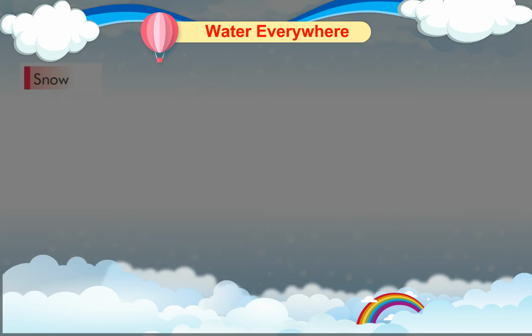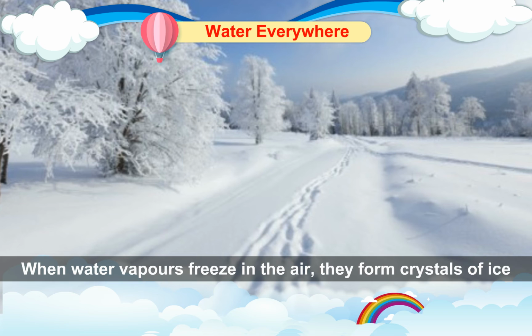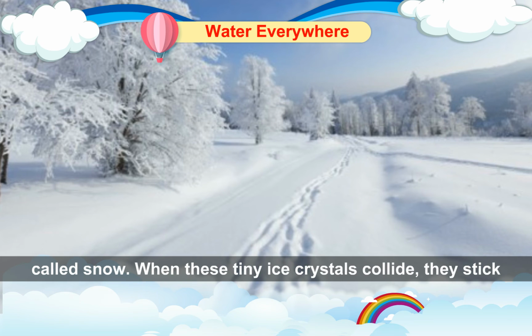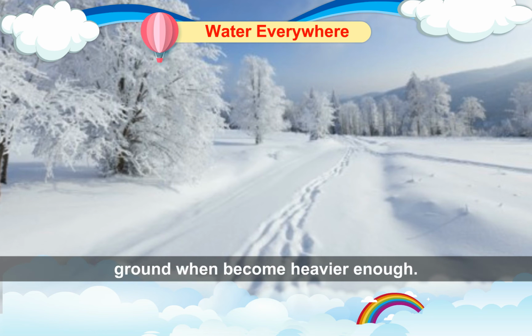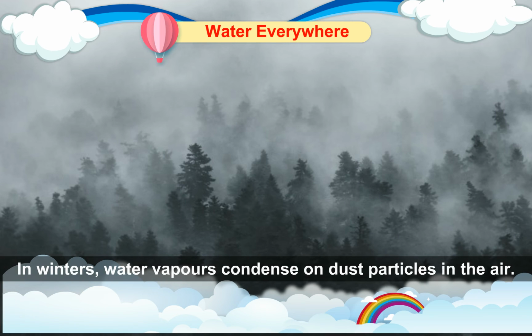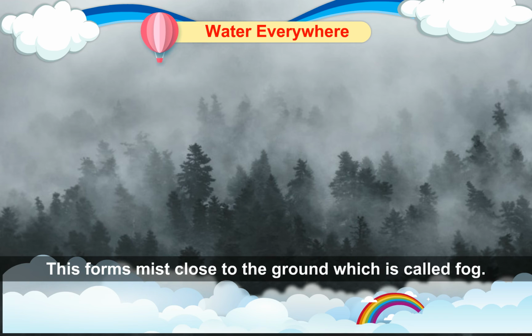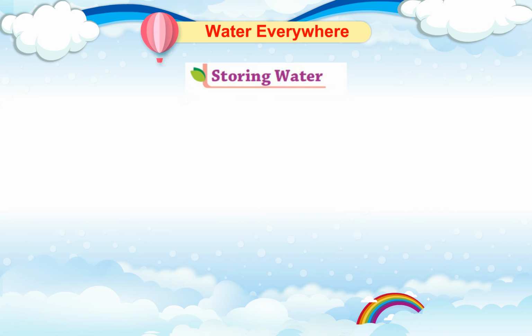Snow. When water vapors freeze in the air, they form crystals of ice called snow. When these tiny ice crystals collide, they stick together in clouds to become snowflakes and fall on the ground when they become heavy enough. Fog. In winters, water vapors condense on dust particles in the air. This forms mist close to the ground, which is called fog.